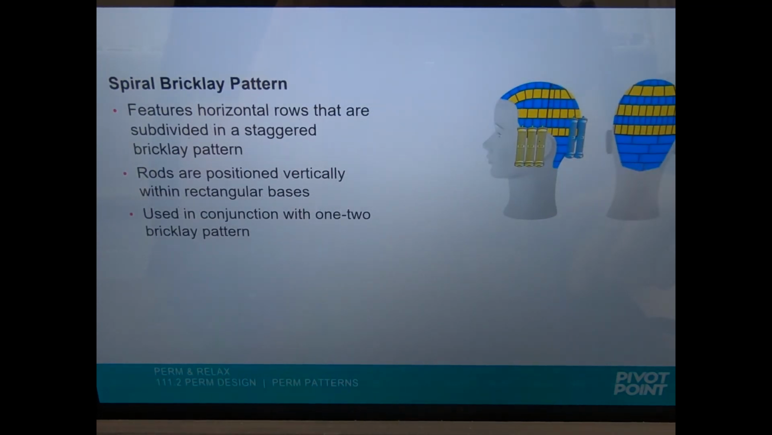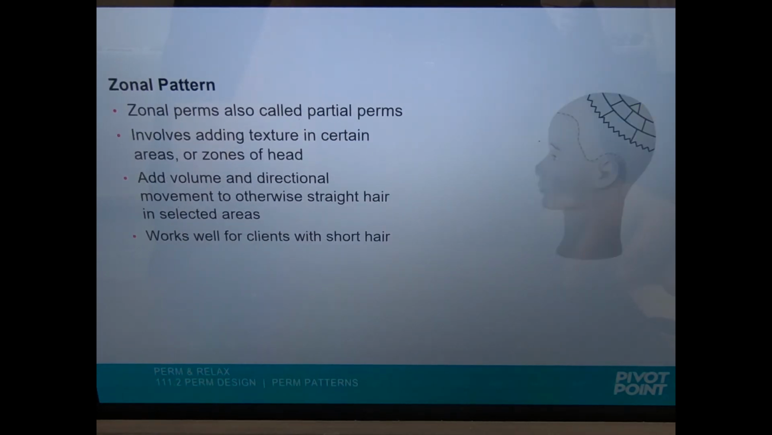All right, and I talked about the spiral perm, and you've got them dangling, and the bases are much smaller. They're the same size as the end of the rod. They're down here. They're using a bricklay pattern down here from the occipital bone down. I would only do that if the hair was fairly short.